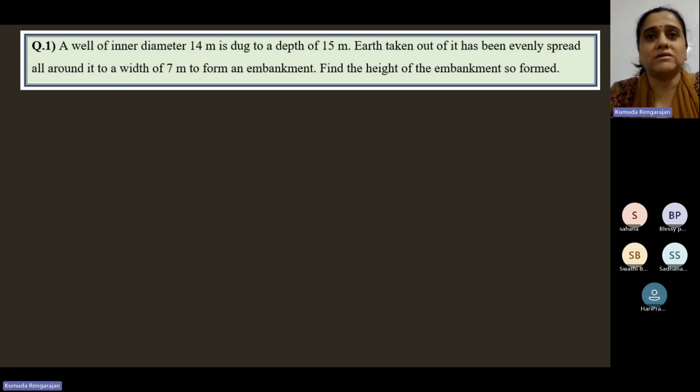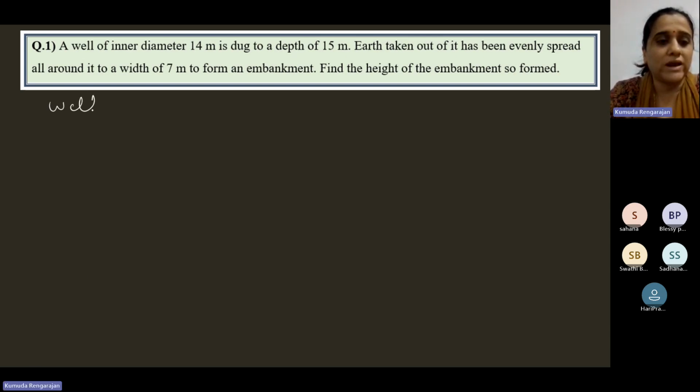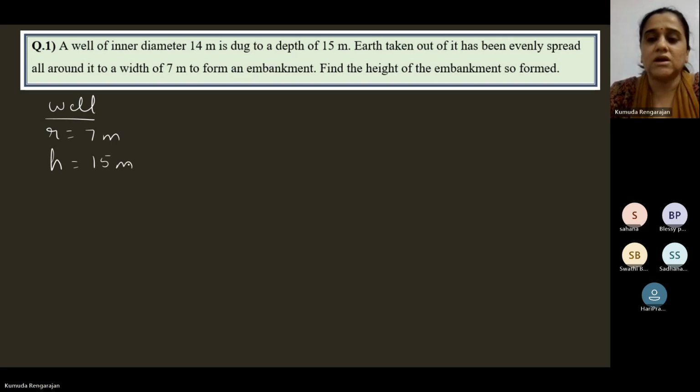So a well of inner diameter 14 meters. So the inner radius of the well is 7 meters. So this is about the well. Well is a cylinder. It's a hollow cylinder. The radius of the well is 7 meters and the depth or the height of the well is 15 meters. The earth taken out of it has been evenly spread all around it.